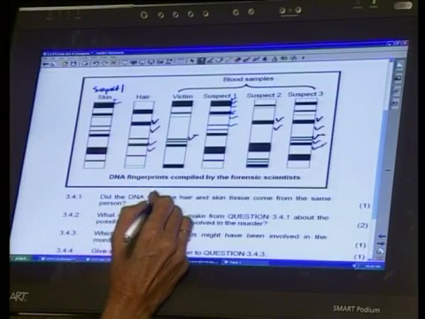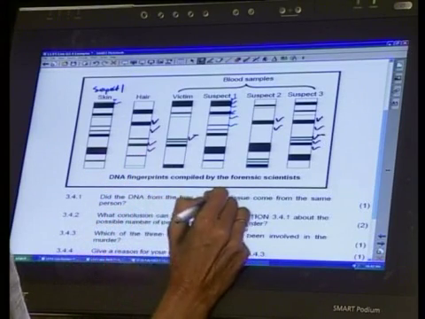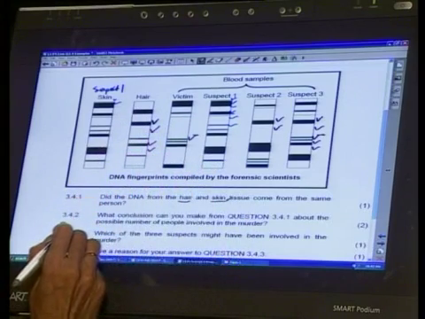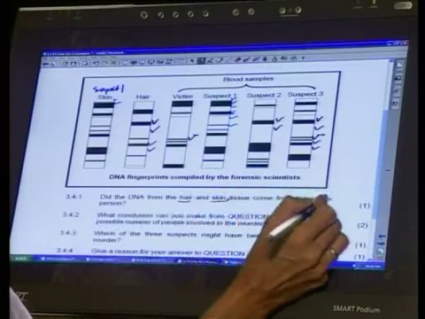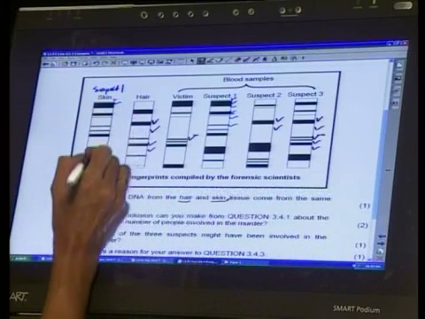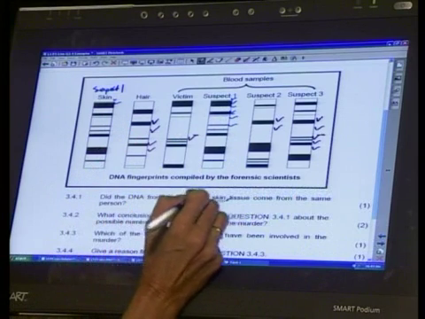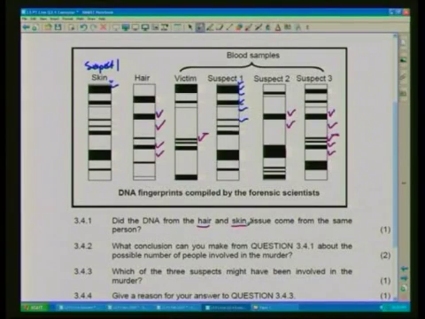So, did the DNA from the hair and skin, the hair and skin, underline words during your exam questions. Or look at your questions and underline them. What it does is it helps your brain to pull out a file and it says, okay, we are now specifically looking for this. Don't give answers that are irrelevant. Answer the actual question. So, did the DNA from the hair and the skin tissue come from the same person? So, we know the skin came from one person and the hair definitely did not come from the same person, but from a different person. So, did it come from the same person? No.